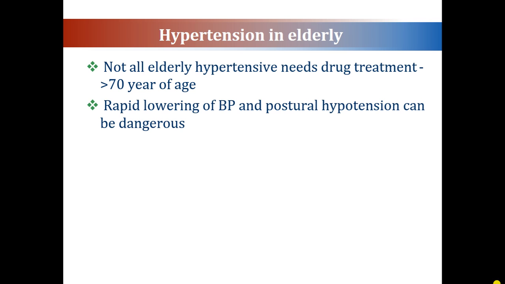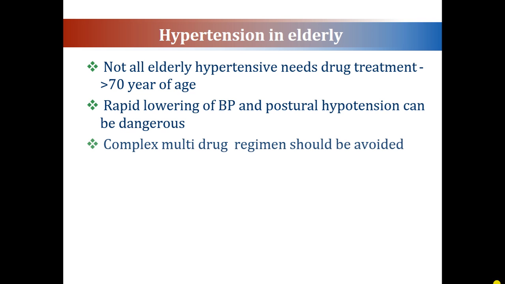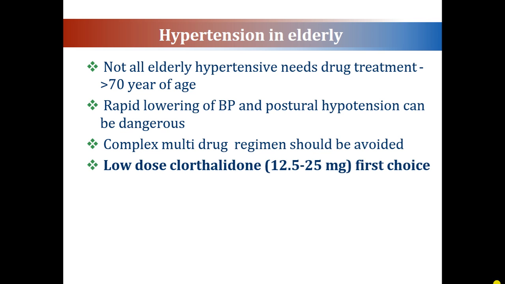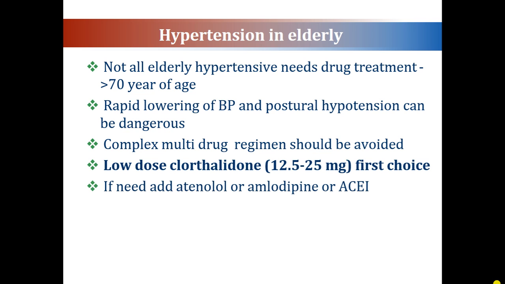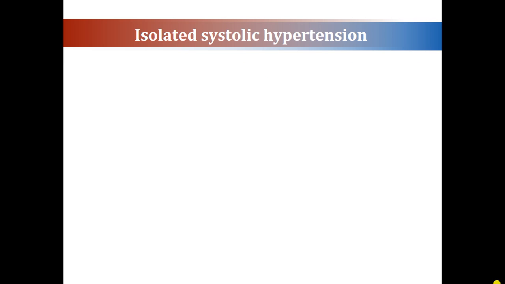Rapid lowering of BP and postural hypotension can be dangerous in these individuals. Complex multi-drug regimens should be avoided because they cannot remember a complex regimen, which would lead to non-compliance. If a drug produces a rapid fall in blood pressure and postural hypotension, then the patient has a tendency to fall down and fracture the femur, and other complications would be there. Low dose chlorthalidone 12.5 to 25 mg is the drug of first choice, or hydrochlorothiazide. If needed, add atenolol or amlodipine or an ACE inhibitor.